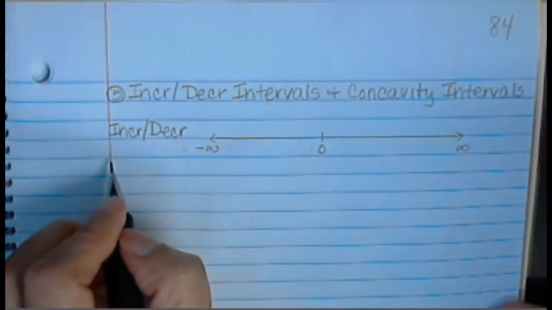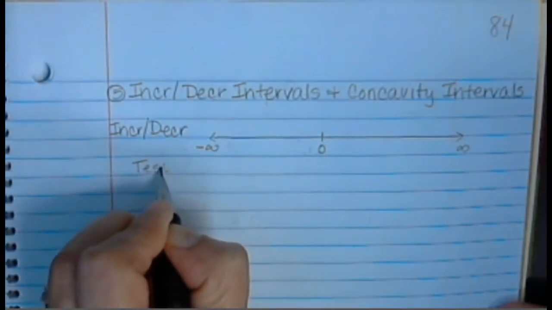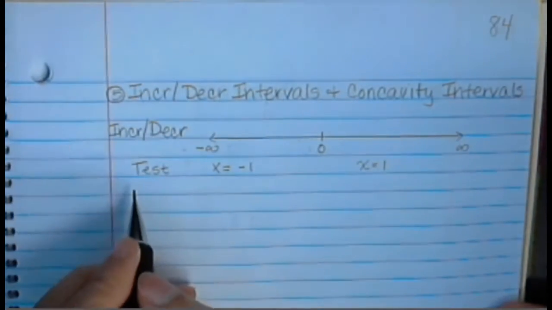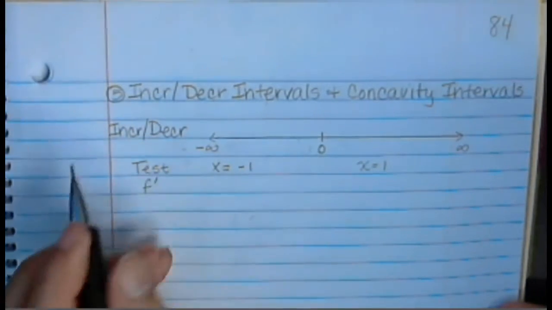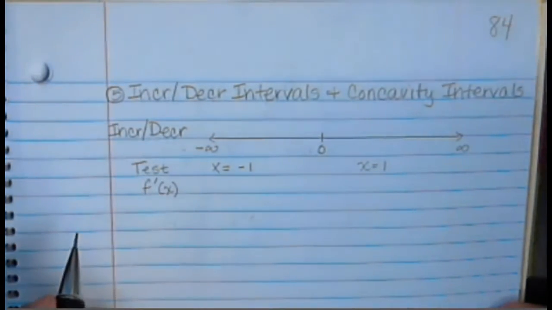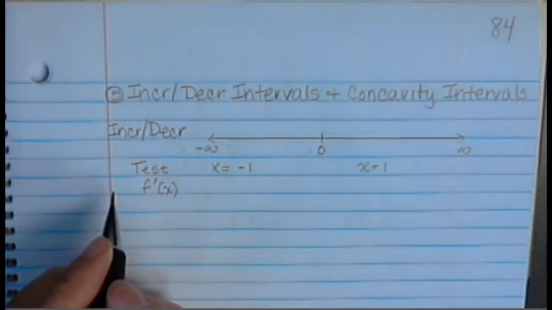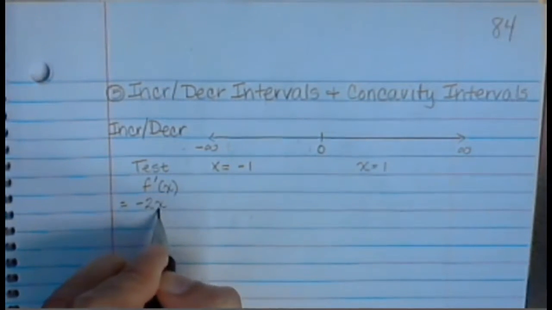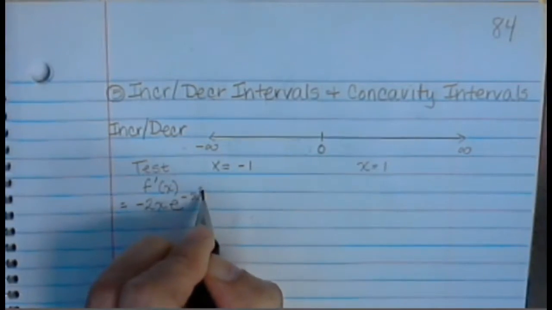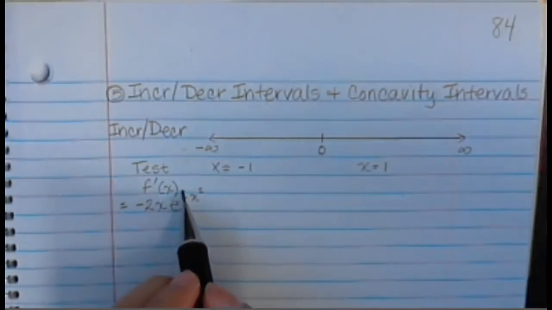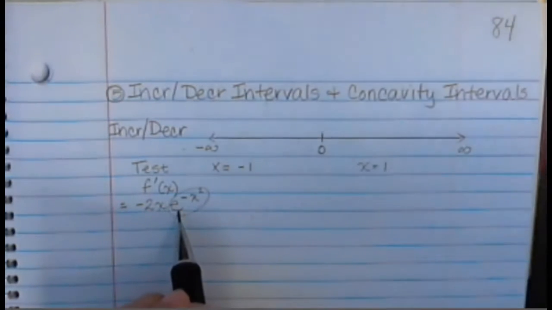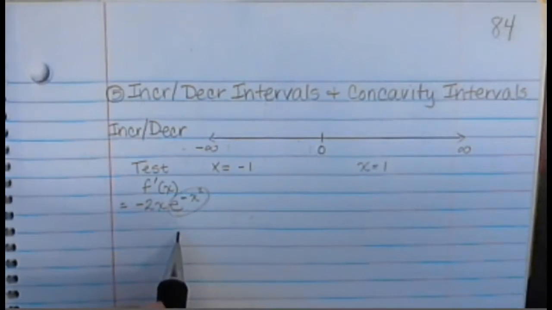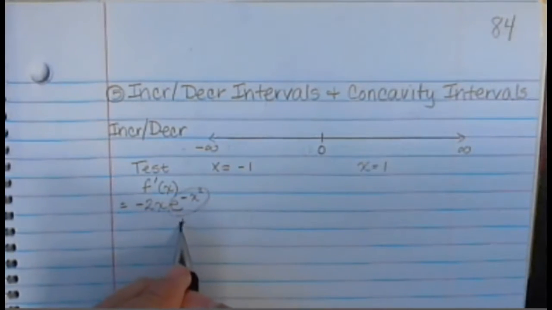So let's go on ahead and test some points. So we are going to test x equal to negative 1 and x equal to positive 1. And we're going to test it in f prime, because remember, f prime will tell me slope. So we've got to make sure we remember what f prime is. In our case, f prime is equal to negative 2x e to the negative x squared. So when I plug in any value for this portion, it's always going to be positive, no matter what we pick. Remember that negative exponent just brought it down, but it's still positive. So this is always going to be positive.